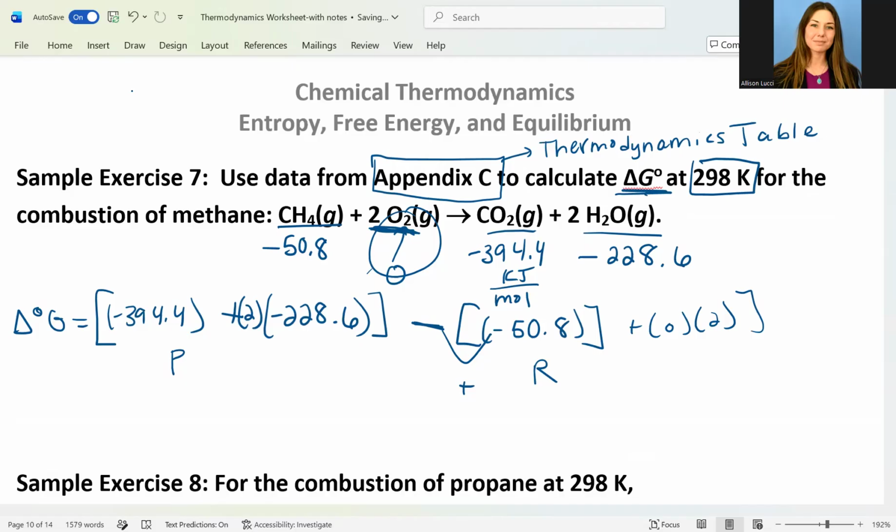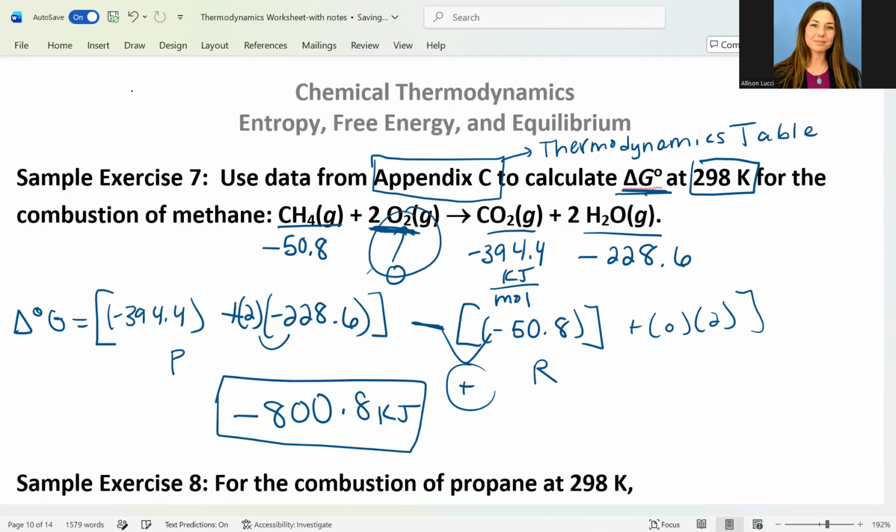So let's multiply and then find the sum of these two values for our products. And then from that, you will technically add 50.8 because we're subtracting a negative. So overall, we still end up with a negative 800.8 kilojoules for this process here. And if we wanted to comment on whether or not this was spontaneous, it is a combustion of methane. So we could guess that we would end up with a negative value to show spontaneity, and we do.